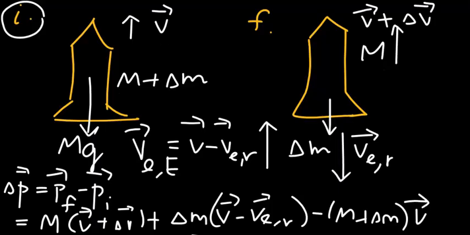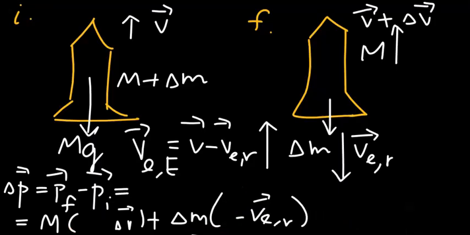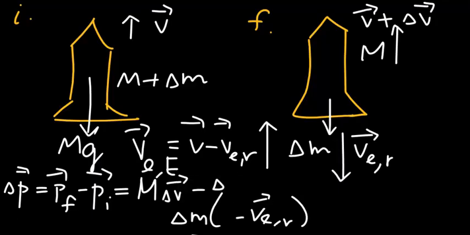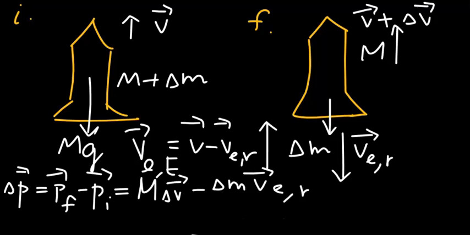There will be a few cancellations. This term will be cancelled by that term, and here you have delta little m times v minus delta little m times v. So there we have it. The change in linear momentum is capital M times delta v minus delta m times v_er. This is the exhaust velocity with respect to the rocket. The rate of change of momentum is just that. You divide the entire equation by delta t.